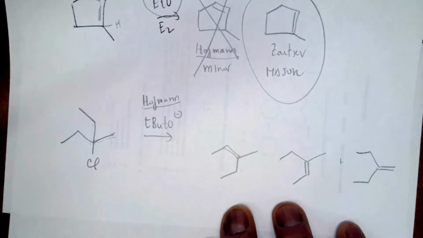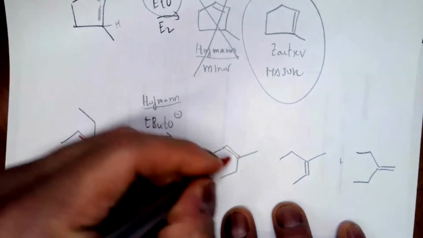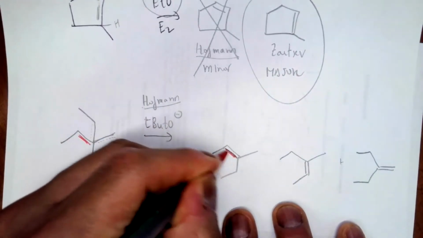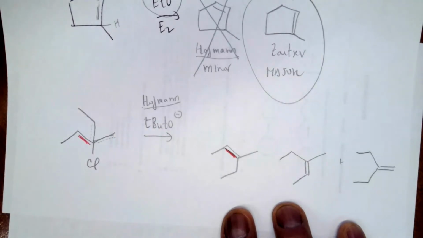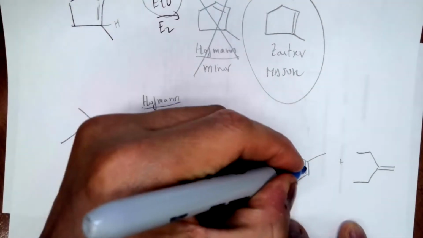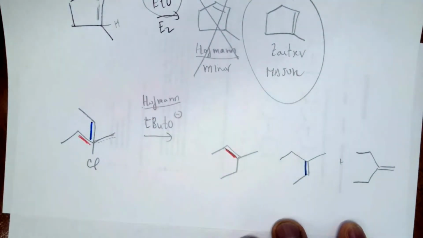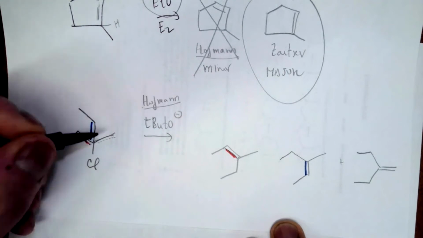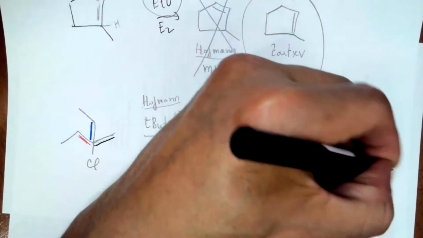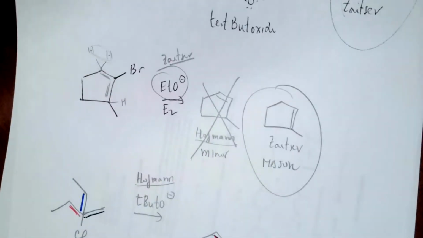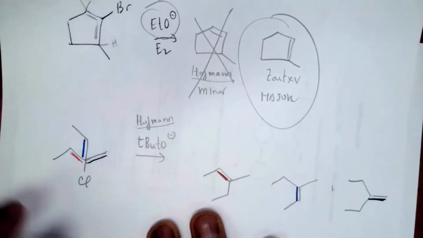I'll do a different color. So that's the alkene in red. It's right here. The alkene in blue will be here. And the alkene in black will be here. So those are the three alkenes I will be producing.